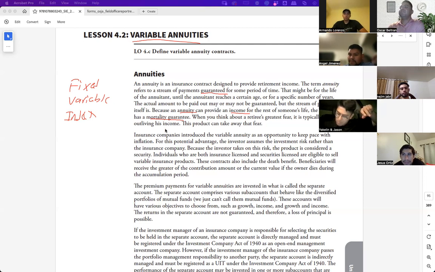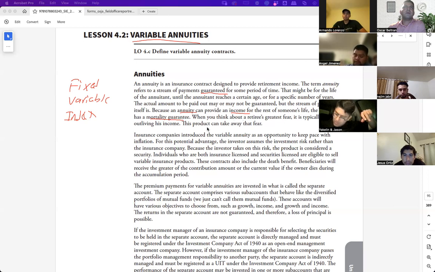Isn't this what they sell in cash value? Say again? They sell this in cash value with the annuities. They do, yeah. Do you need a securities license to sell that or no? If it's fixed, no. But if it has the word variable in that contract, then yes. Because remember, variable goes up and down. So for that one, you do require a security license.